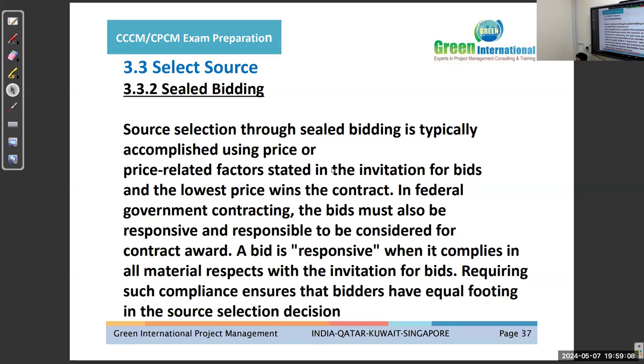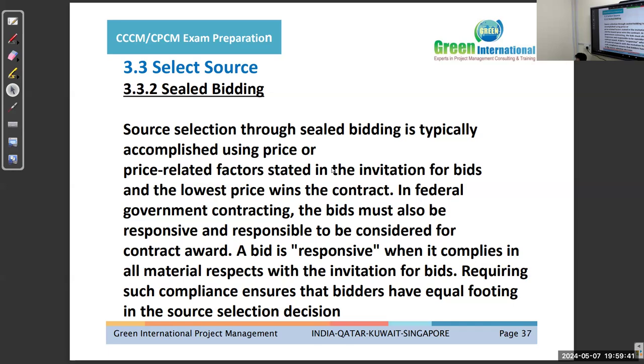Source selection through sealed bidding is typically accomplished using price or price-related factors stated in the invitation for bids, and the lowest price wins the contract. So in this selection method, they will select either through the price and price-related factors. These are the really important factors which will be selected according to the bid. They might ignore the quality, they might ignore some other parameters also. So price-related factors will be important in this kind of selection.